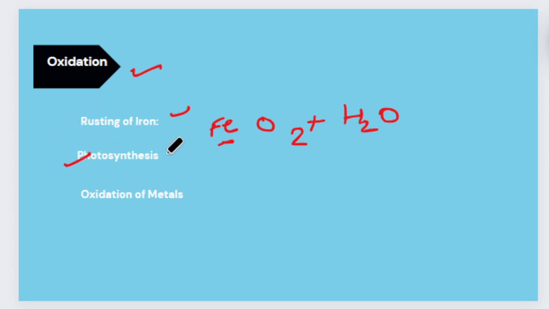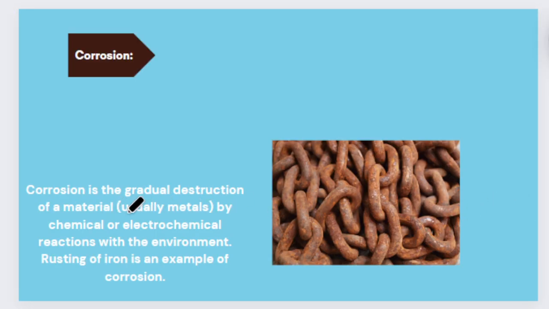Photosynthesis, we know, is the process by which green plants and certain other organisms transform light energy into chemical energy. And this is also a chemical change, and oxidation of metal is of course an example of oxidation. Okay. Next one is corrosion, and corrosion is the gradual destruction of a metal by chemical or electrochemical reaction with the help of the environment. The example, if I take, is also rusting of iron, and it is a natural process that converts a metal into a more chemically stable oxide.